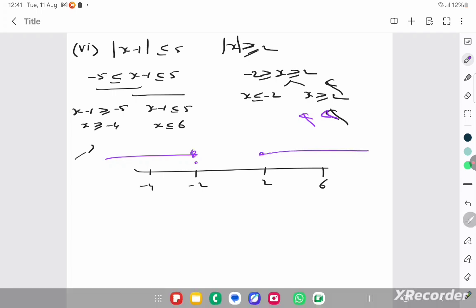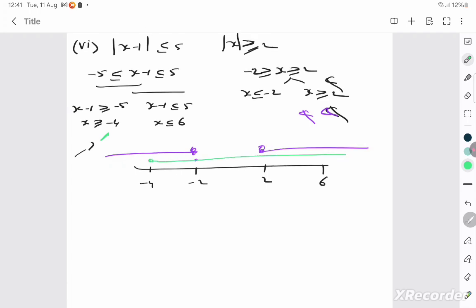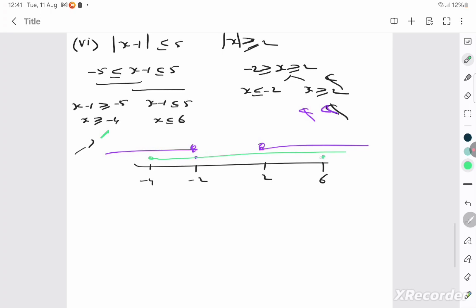Correct? So this is the right hand side graph. Left hand side, let me use a different pen and do it. Okay, so left hand side, let me use the green color. X is greater than or equal to minus 4. X is lesser than or equal to plus 6, correct? Yeah? Correct, I have drawn this graph.